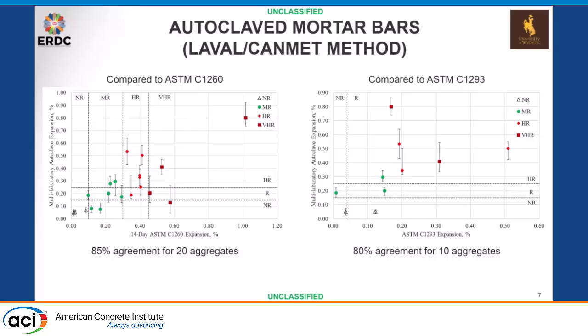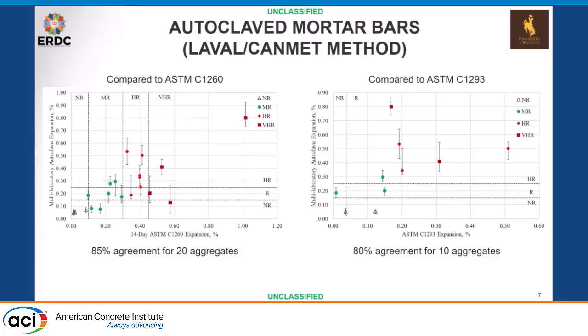Our non-reactives down there are playing well in both test methods. We do have one moderately reactive aggregate that is right there on that line for 1260, but it is showing up as reactive in the autoclave. That one is reactive in the field, so we're able to pick that up where it's maybe not showing up as well in 1260. We do have 2 moderately reactive aggregates down there that are not failing the autoclave, but they do fail 1260.